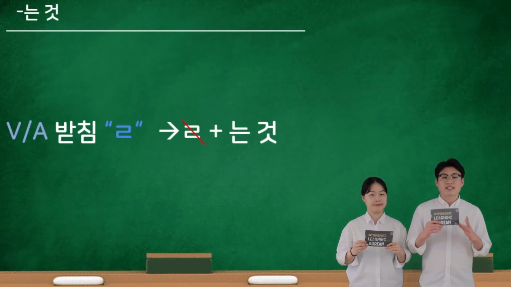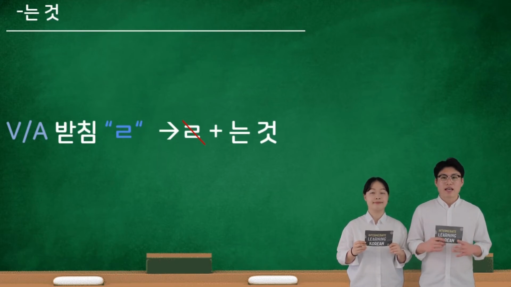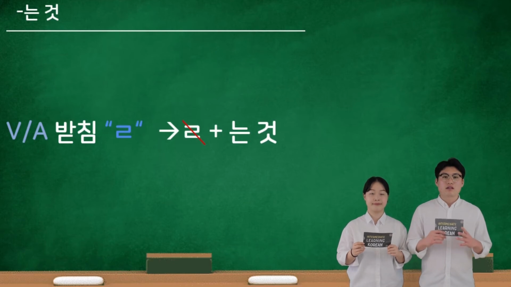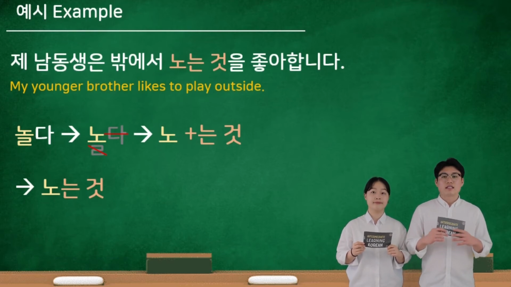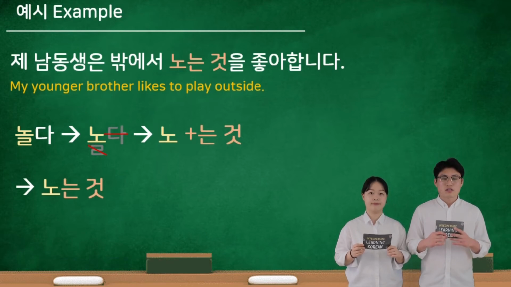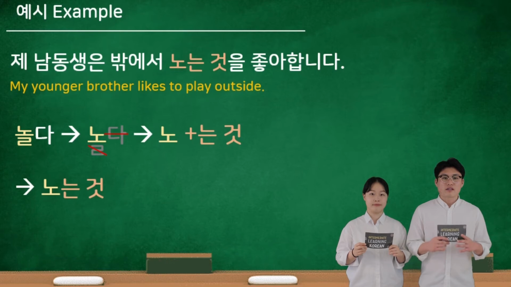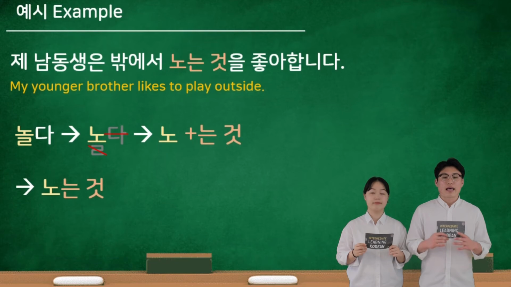But there is one exception. If there is a final consonant ㄹ at the verb, remove the ㄹ and add 는 것. For example, there is a sentence 제 남동생은 밖에서 노는 것을 좋아합니다. Here, because the base verb 놀다 has the final consonant ㄹ, it is removed and 는 것 is added.